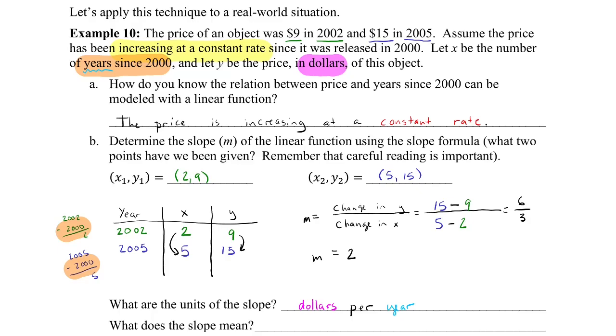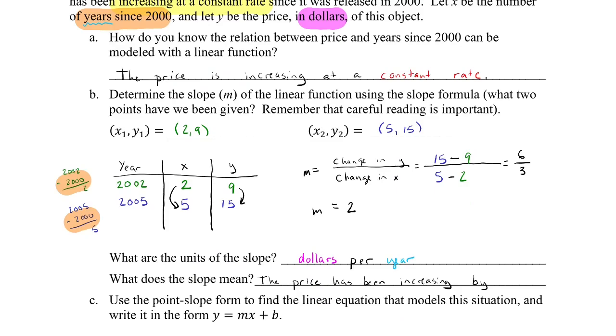So the price has been increasing by, we'll use the numeric value of the slope, and then we'll give it the units dollars per year. The price has been increasing at a rate of $2 per year. Okay, so now we know the slope. The slope is 2.